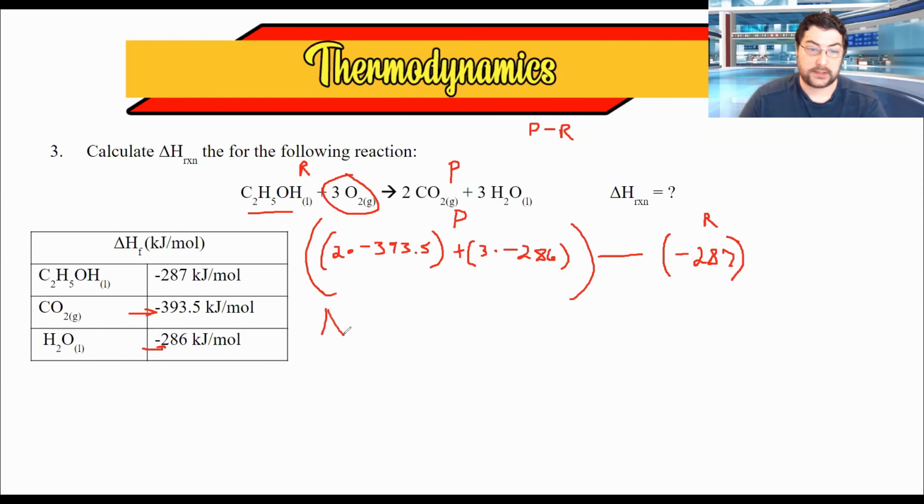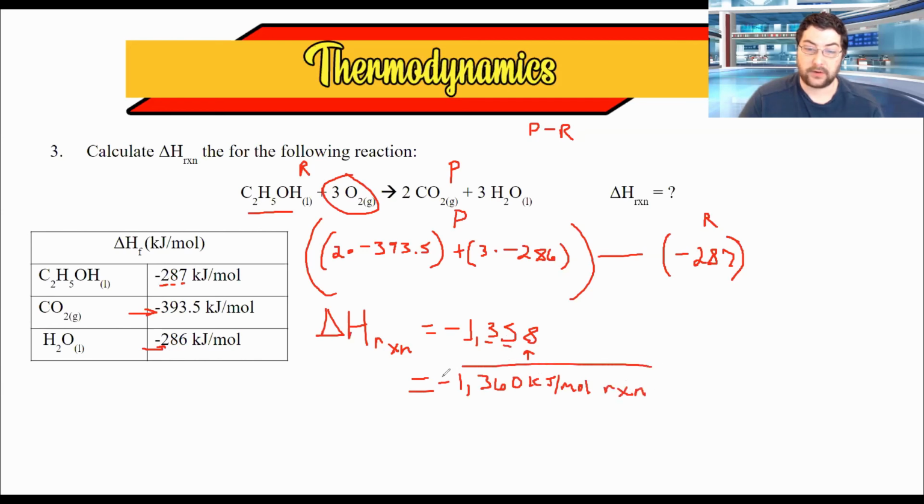All right, so that gives me delta heat of reaction is equal to negative 1,358. And then our sig figs, it looks like we are only having 3 sig figs here. So first, second, third, look 1 place value for rounding. So that means that we get negative 1,360. And then we've got kilojoules per mole of reaction. And that would be our final answer.